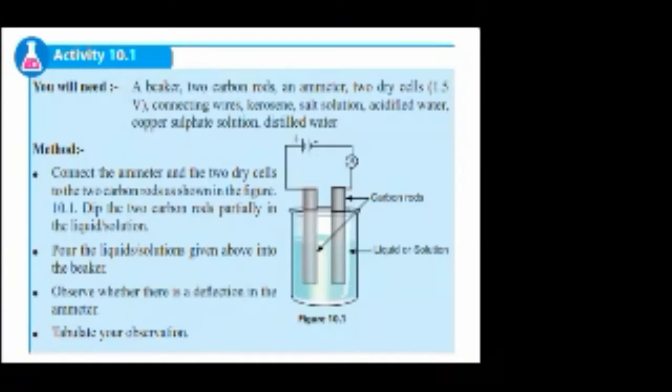Connect the ammeter and the 2 dry cells to the 2 carbon rods using the connecting wires. Dip the 2 carbon rods partially in the liquid or solution that is poured into the beaker, and then observe whether there is a deflection in the ammeter. If there is a deflection in the ammeter, it means that electricity is being conducted through the liquid or solution.